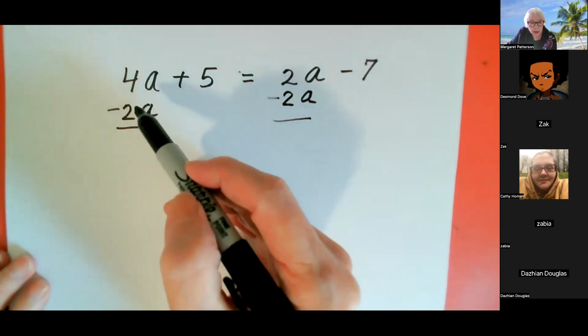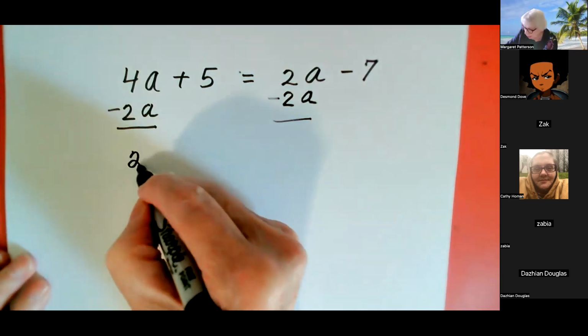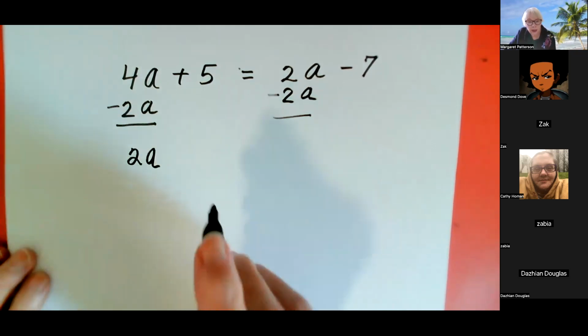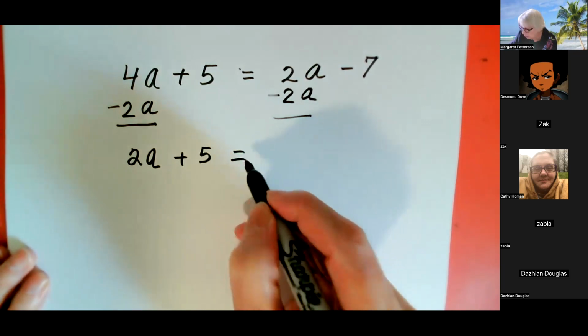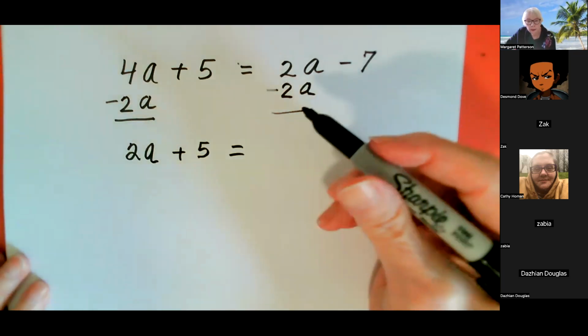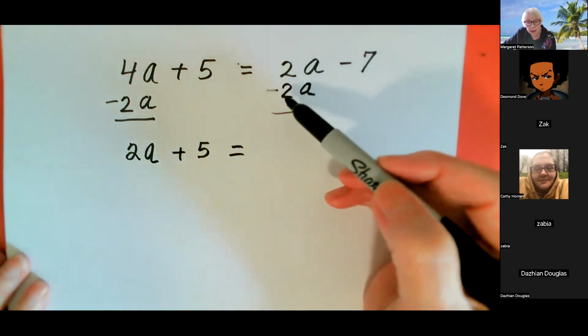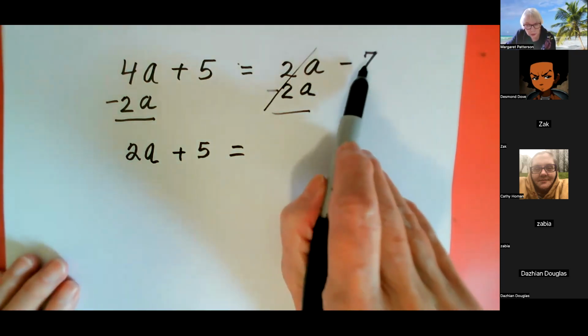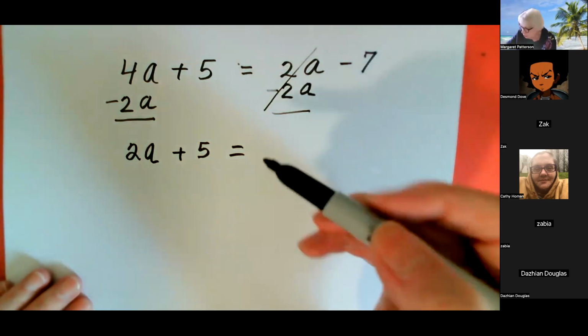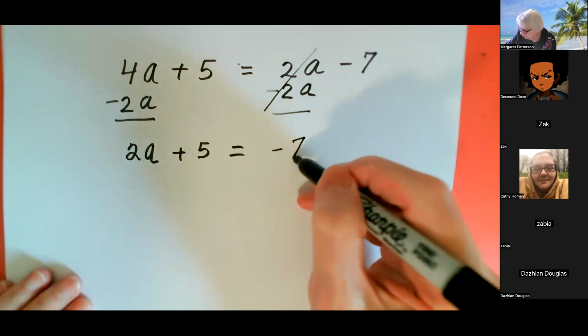So 4a, take away 2a would be 2a. And then the +5 is just copied. Now, the 2a minus 2a is 0. And that's what I wanted to happen. But I can't ignore the fact that there's also something right here, which is -7, so I'm going to bring it down.